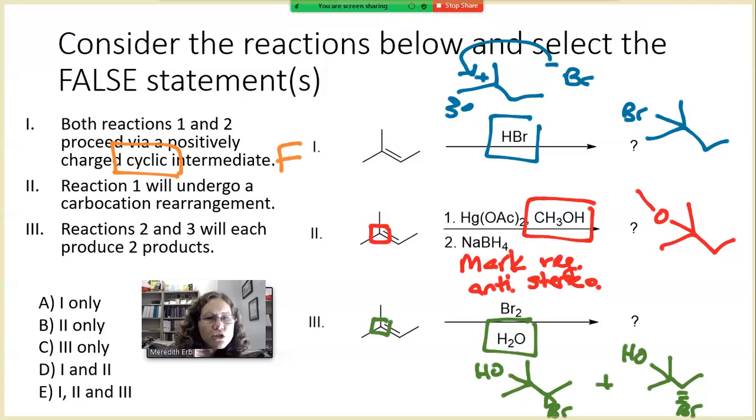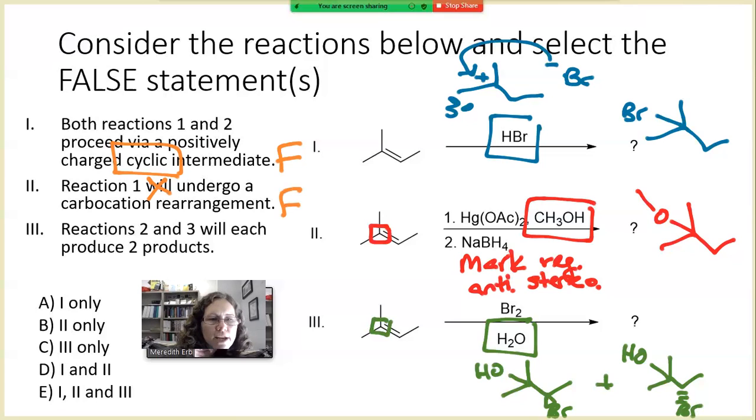Statement number 2, reaction 1 will undergo a carbocation rearrangement. When we took a look at this, we decided that it would not undergo rearrangement. It possibly could undergo a rearrangement, but this statement is referring specifically to the reaction that we have in 1. And this specific reaction with this specific alkene will not undergo rearrangement. So we would say that this one is also false.